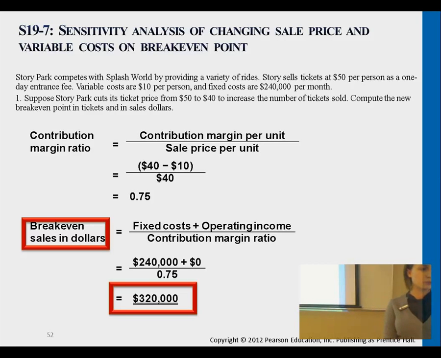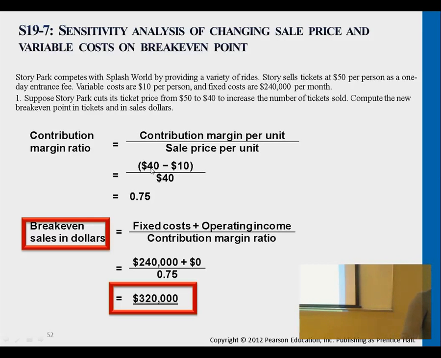This is something new. Now we're going to calculate the break even in sales, in dollars, right? So first, we'll calculate contribution margin ratio. This is different from your book, so it's more like in my lab. So pay attention to this. Contribution margin ratio is your contribution margin per unit divided by sale price per unit.